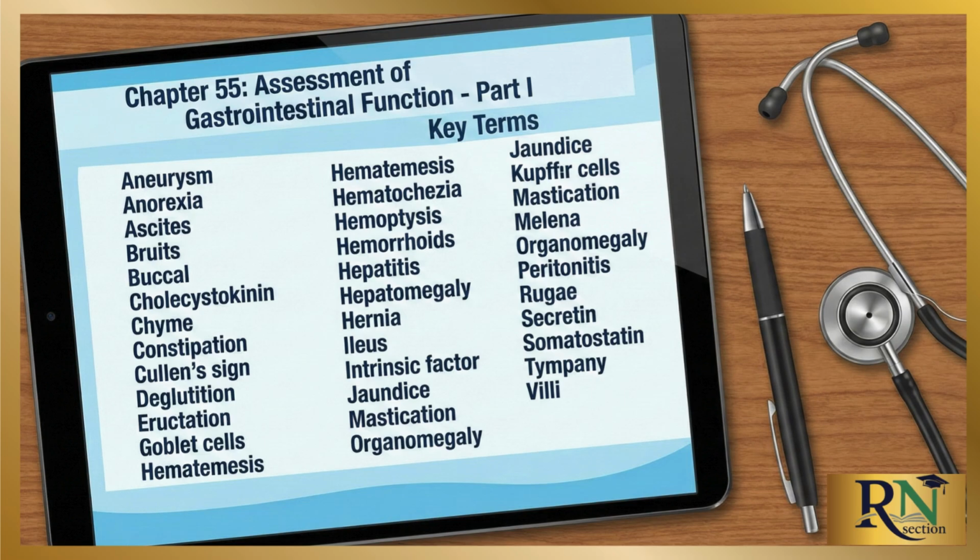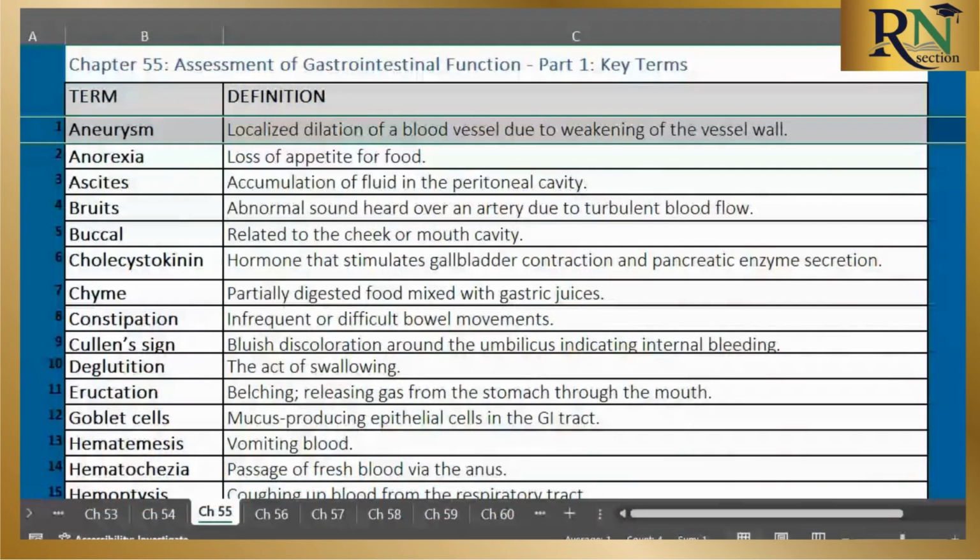From the rugae in your stomach to the villi in your intestine, the GI tract is a complex machine, but you can't fix it if you cannot name its parts. We are starting our new series in gastrointestinal function by mastering the essential terms you need to know. In the world of GI assessment, vocabulary isn't just for exams, it's for patient safety. Welcome to part 1, Key Terms Explained.